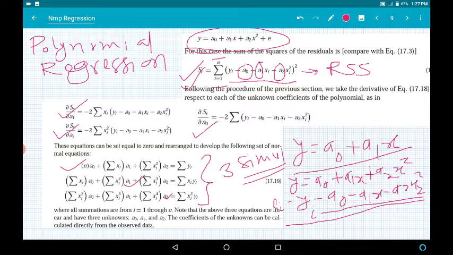And how to form these equations? It is very simple. n is the number of points. Summation of xi means just add up all the x values; summation of xi square, just square everything and add them up. Summation of yi, add all the y values, right? So this is the formula which has to be used.